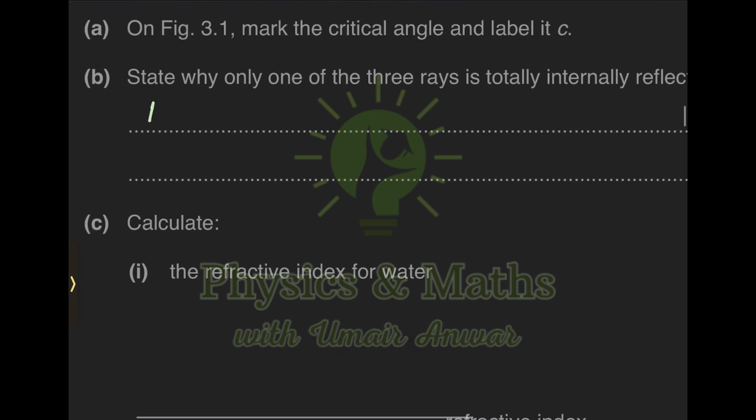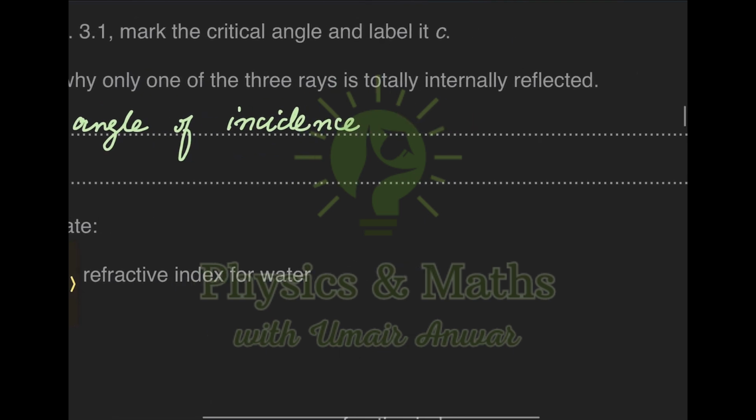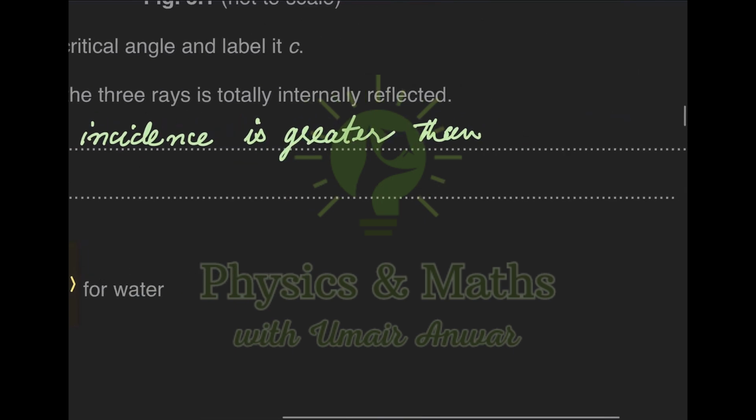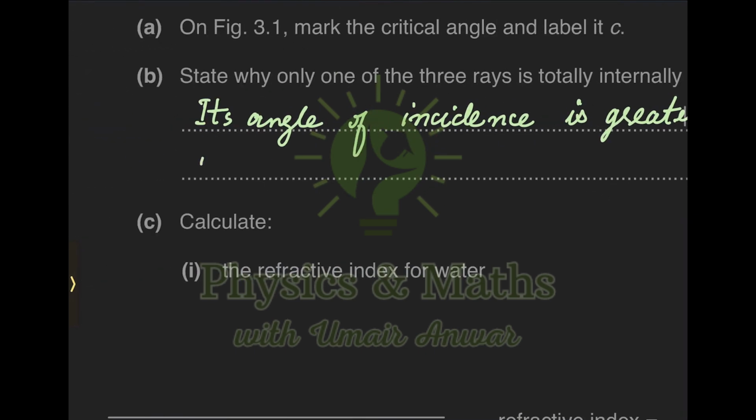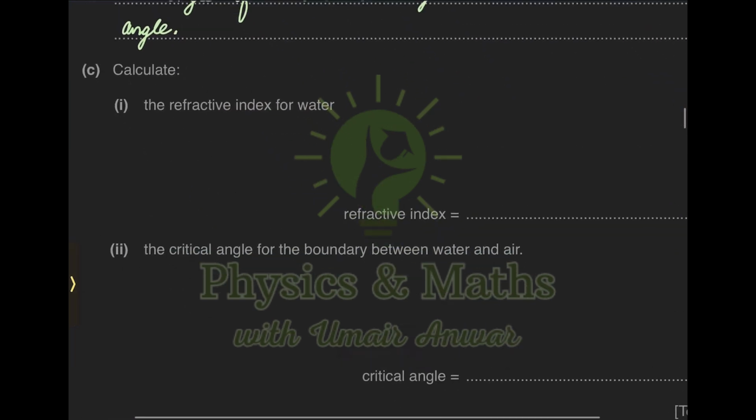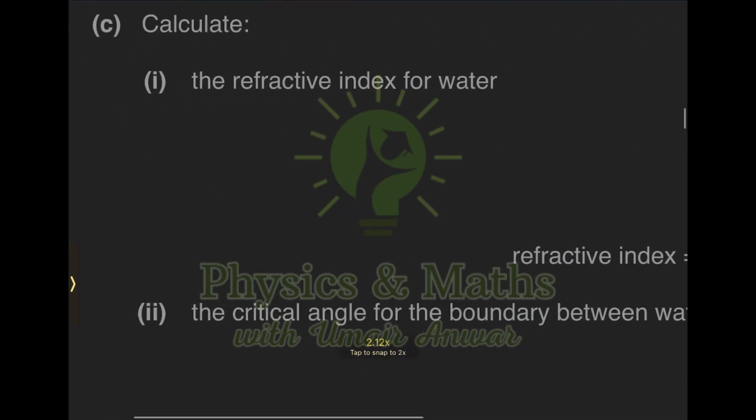And the reason is its angle of incidence is greater than the critical angle. So since the angle is greater than the critical angle, the ray is totally internally reflected. The next part says calculate the refractive index of water.